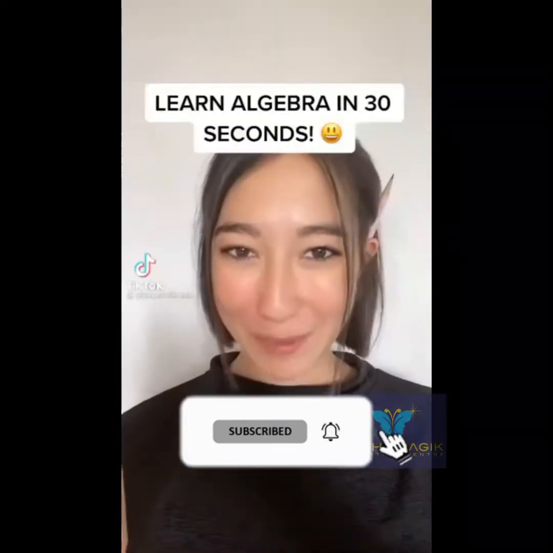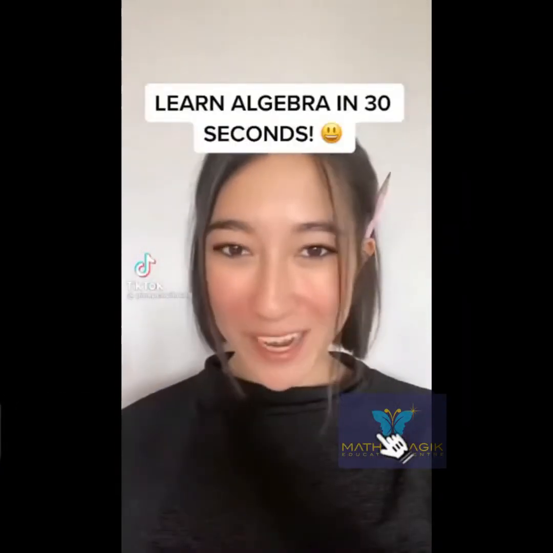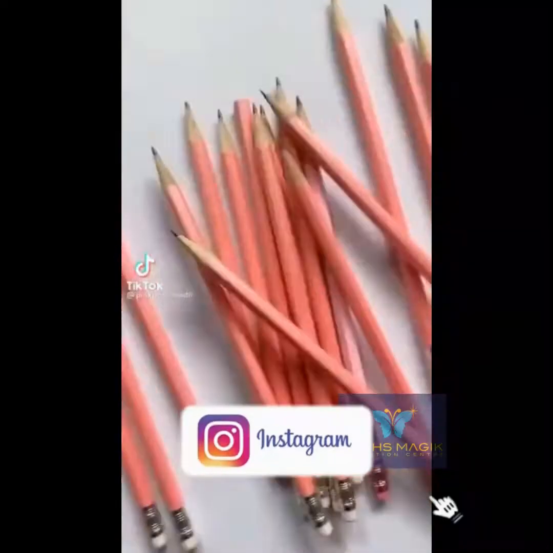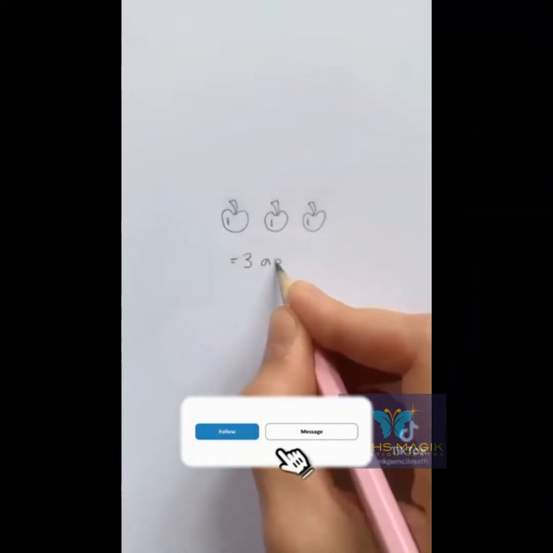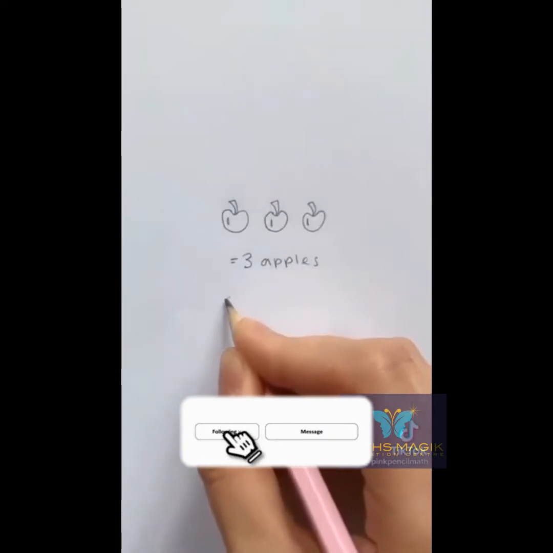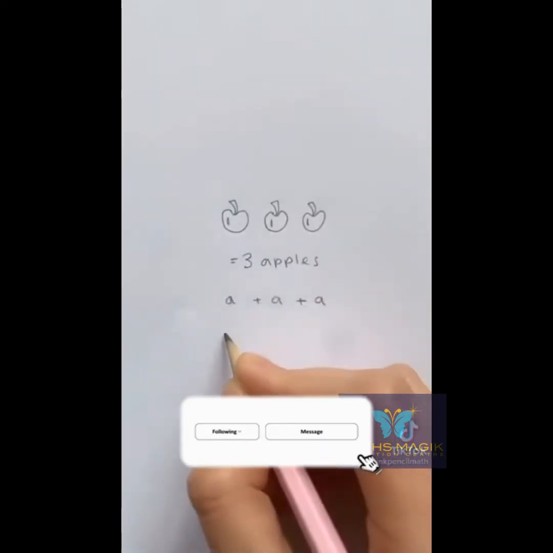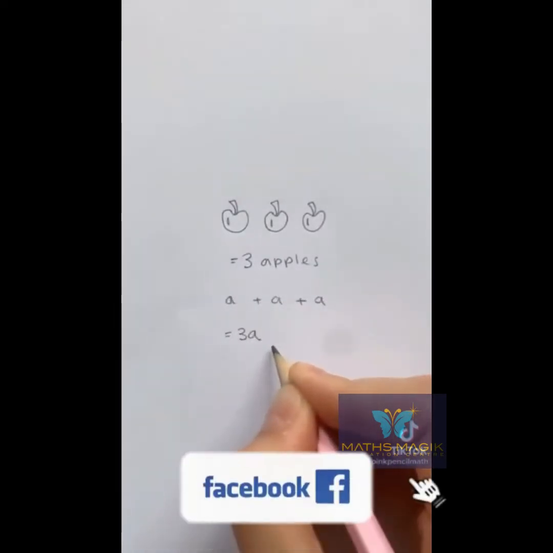This is how to explain algebra to someone who has no idea what it is, or forgot everything. Today I brought home some apples. I have 1, 2, 3 and can write this as 3 apples. Now instead of saying apples, let's use a variable, a, to represent them. So I have a plus a plus a, which is 3a. 3a stands for 3 times a, or 3 apples.